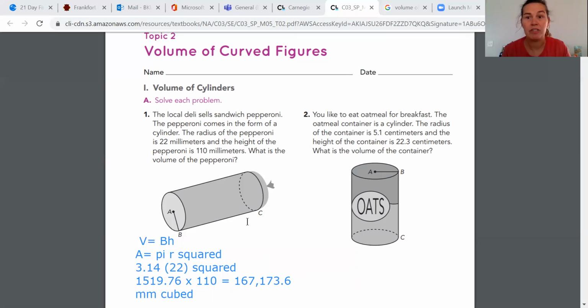You have to remember, if they give you the diameter, you're going to need to cut that in half and turn it into the radius. So you can go ahead. We're going to assign number 2 as one of our homework problems.